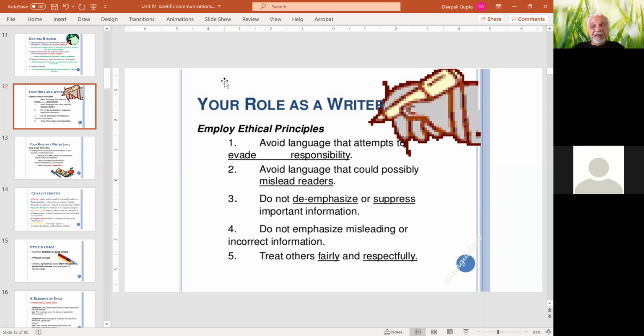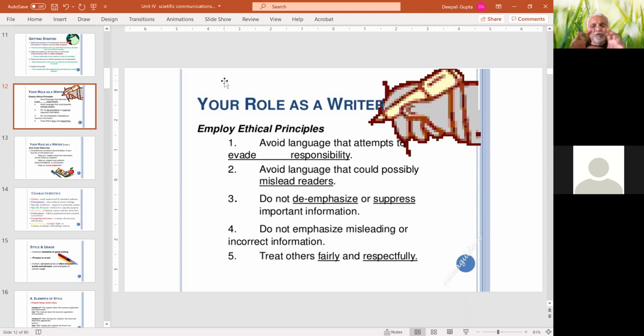And the second one is, do not emphasize misleading or incorrect information. So you should emphasize the correct thing which needs to be emphasized, okay? And fifth, which is very important, that you should treat readers or the targeted audiences respectfully and fairly.